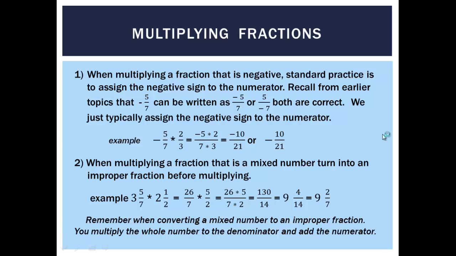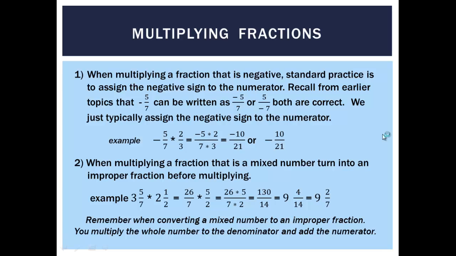So for example, if we have negative 5/7 times 2/3, that is going to equal negative 5 times 2 over 7 times 3. When we multiply, we find we have negative 10 over 21. You can rewrite that to be negative 10 over 21. That is fine as well.